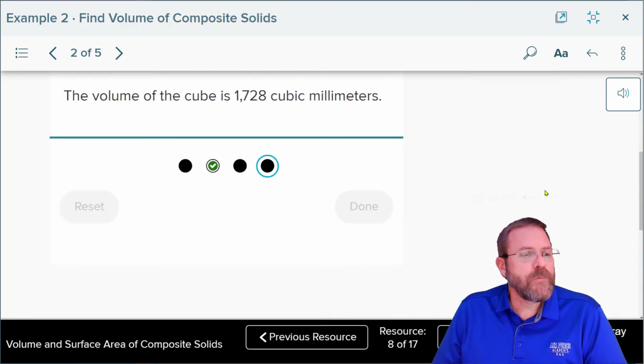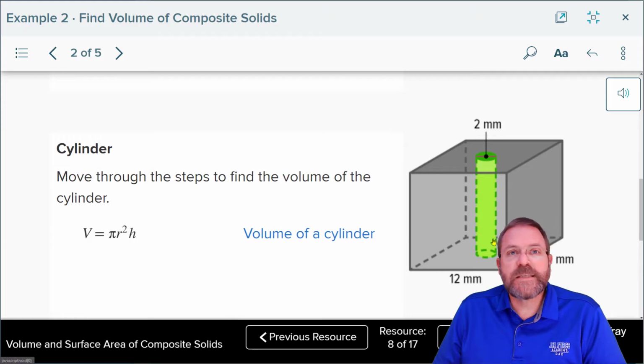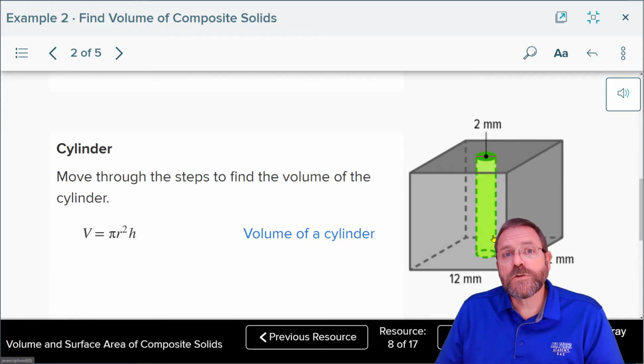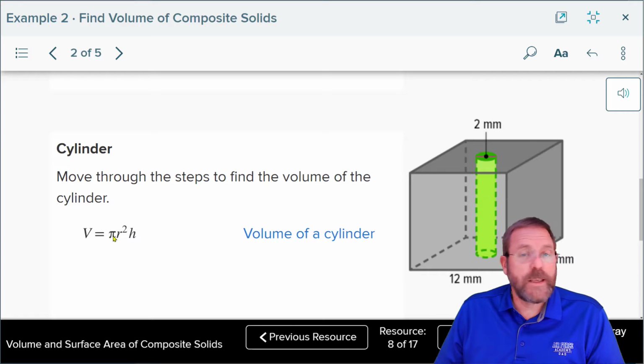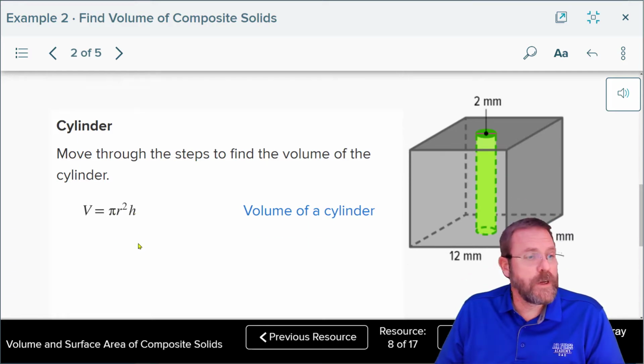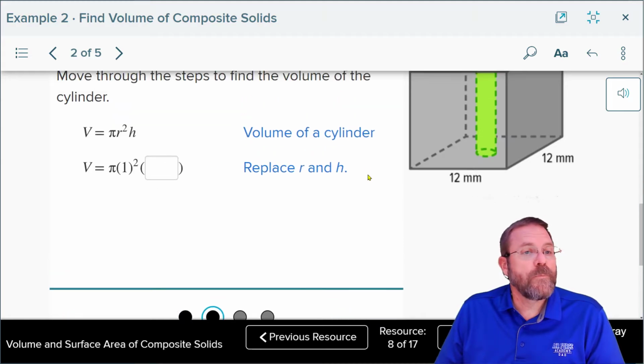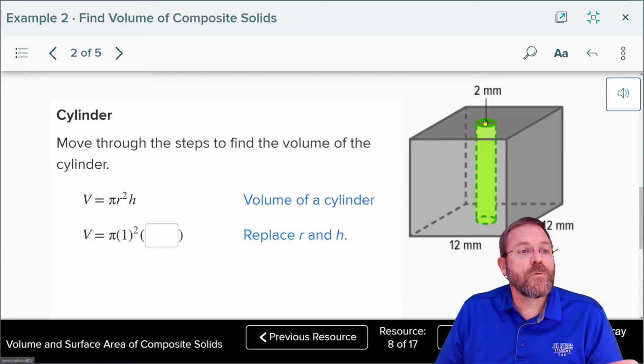The next thing we have to do is find the volume of the cylinder. The cylinder has a base area of a circle, which is pi times radius squared. So the formula they use is volume is equal to the base area, pi times radius squared, times the height. So we're going to plug that in, and figure out the diameter of this circle was 2. That means the radius is 1.